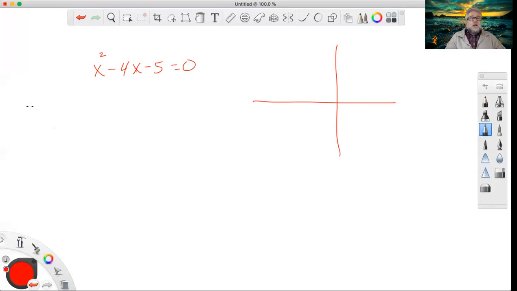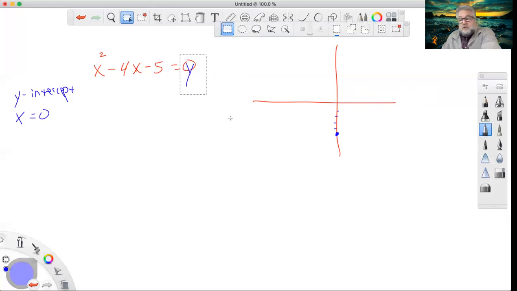Well, I know what the y-intercept is. When you're finding the y-intercept, you always put the other variable equal to 0. So if I plug x equal to 0, if this is equal to y here, x equal to 0, well, I'm going to get a y-intercept of minus 5. But now, forget the y, and let's put it back equal to 0.